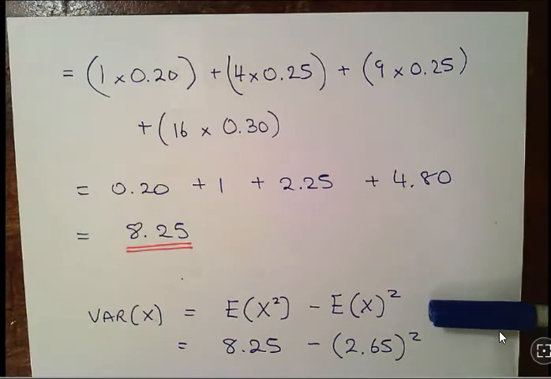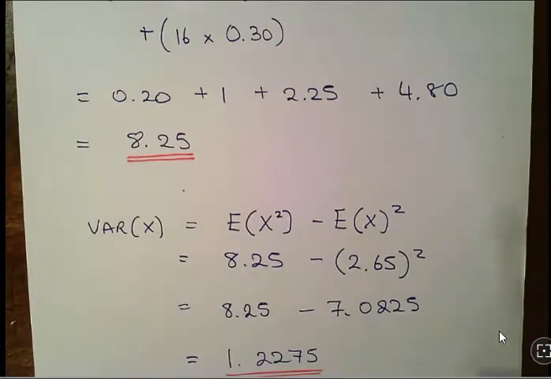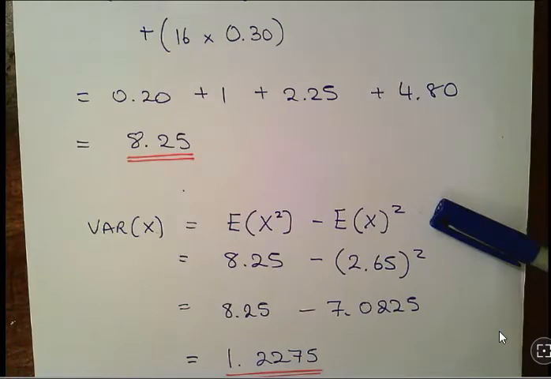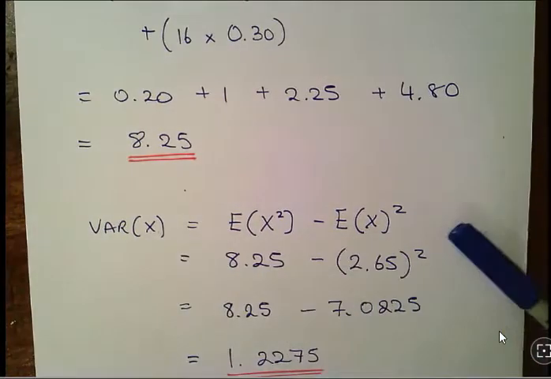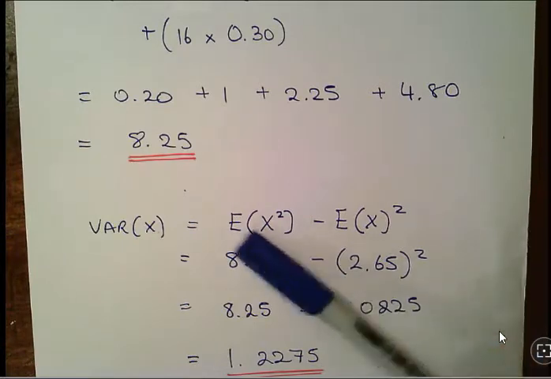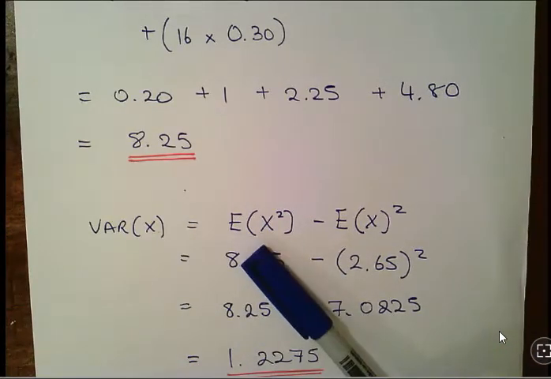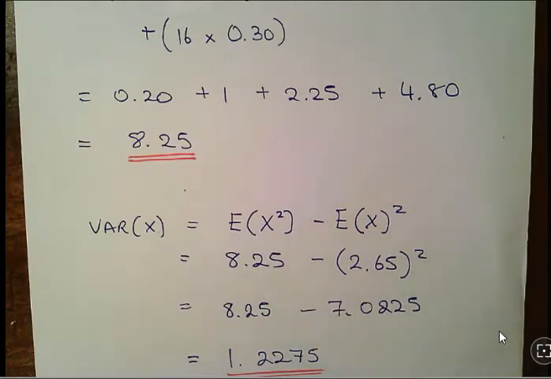The reason is that it's an important calculation in calculating the variance of x. This is a formula that you've really got to know. This is for discrete random variables, only discrete random variables. The formula is as follows: the variance of x is equal to the expected value of x squared minus the expected value of x, all squared. So we have 8.25 minus 2.65 squared.